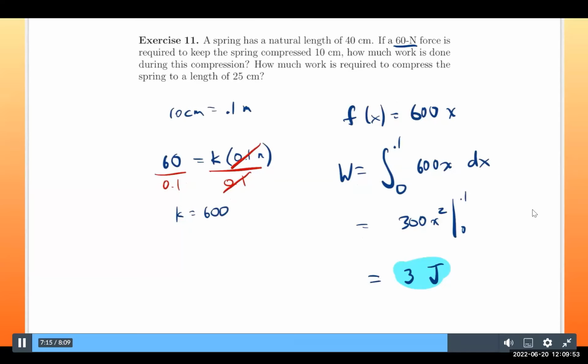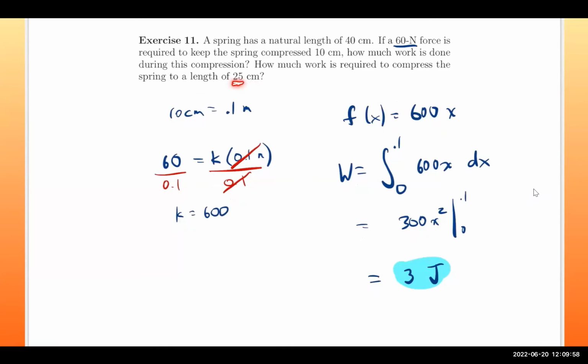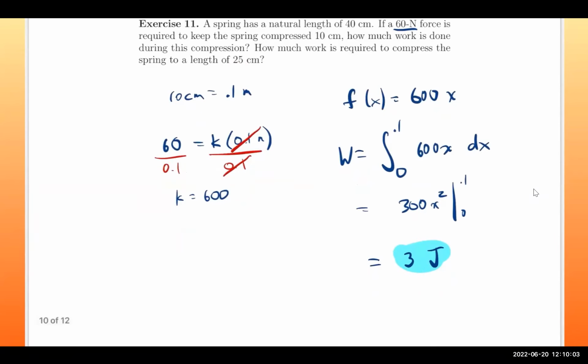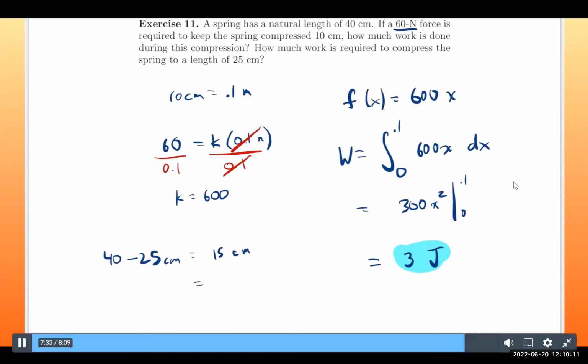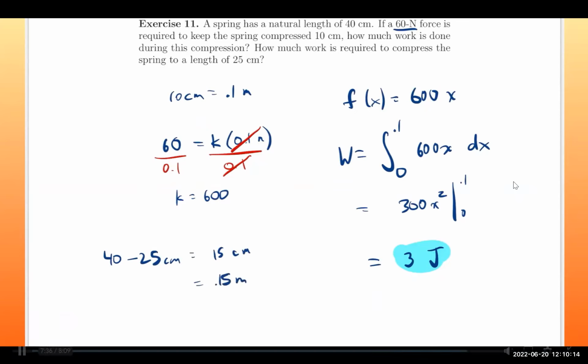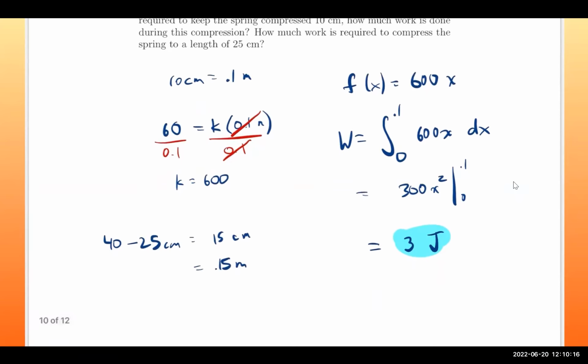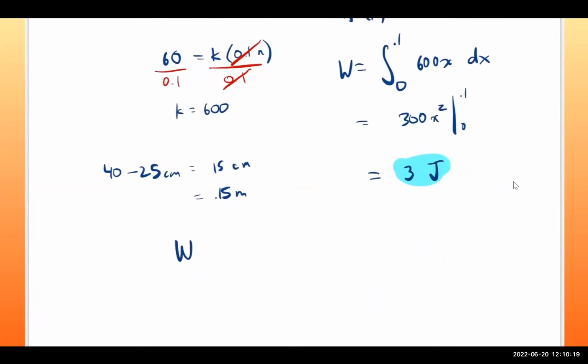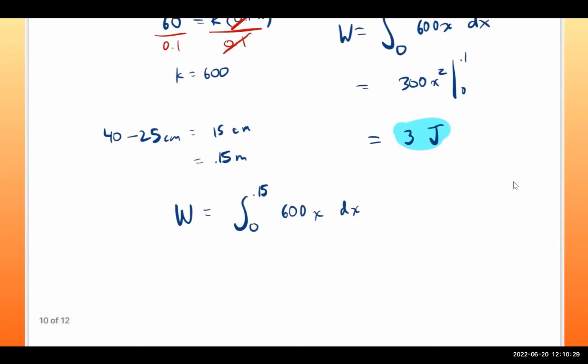There's a follow-up question. How much work is required to compress the spring to a length of 25 centimeters? Now we're compressing it even more, so it should be more than 3 joules. From 40 to 25, that's going to be 15 centimeters, which is equal to 0.15 meters. So it's going to be the same exact formula. The only difference is the unit. The upper limit is 0.15 now instead of 0.1, and everything else should be the same.